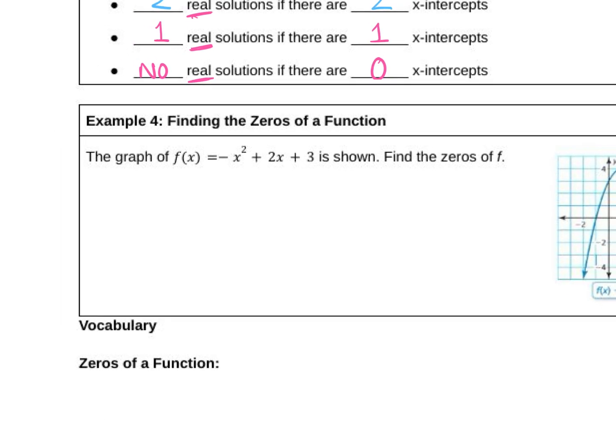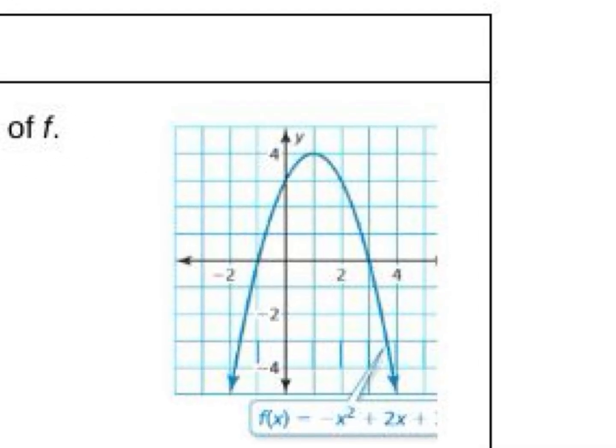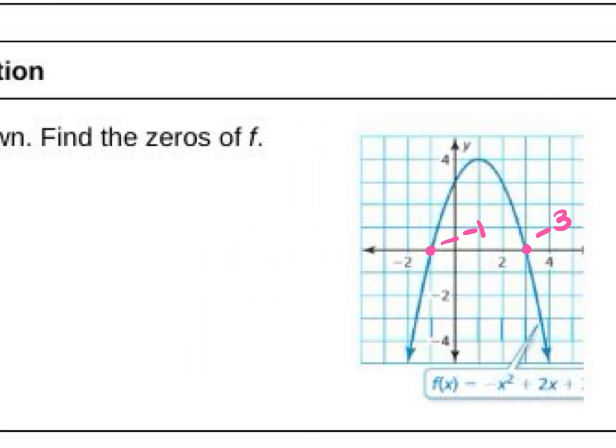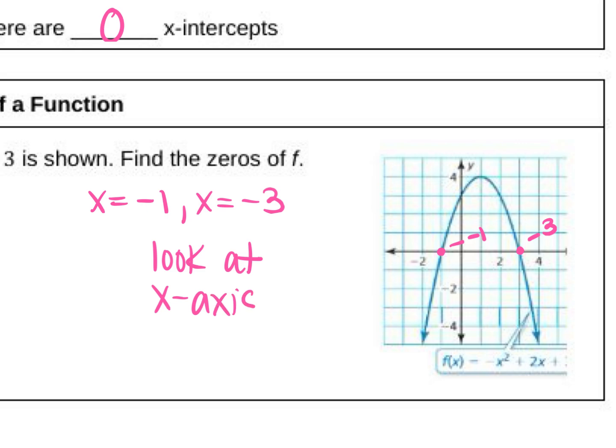Okay, now this one, they want us to find the zeros. Where am I going to look? On the graph. Where on the graph? The x-axis, where it's crossing the x. So what are my solutions here? 3 and -1. And it's totally fine just to write them like that. You don't need to put the point. So you'd say x equals -1, x equals -3. You're going to look at the x-axis.